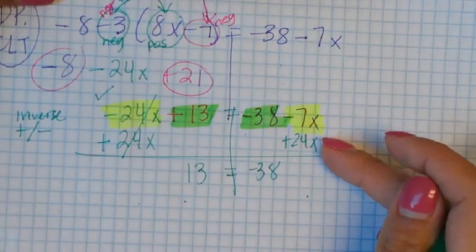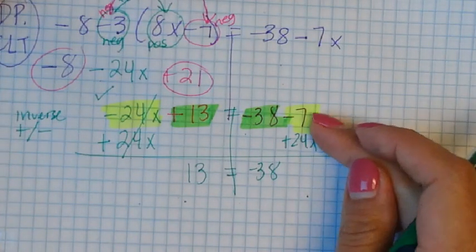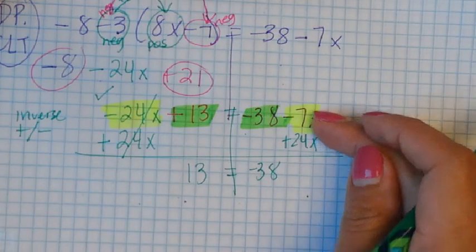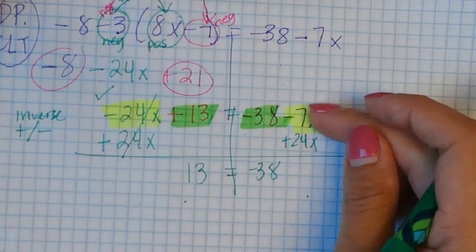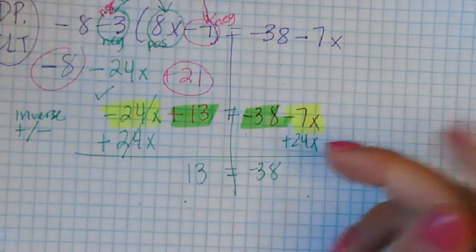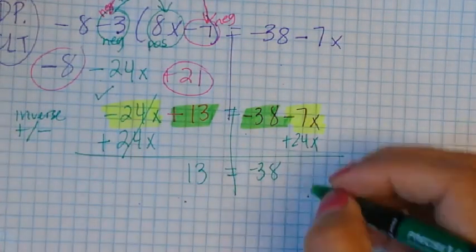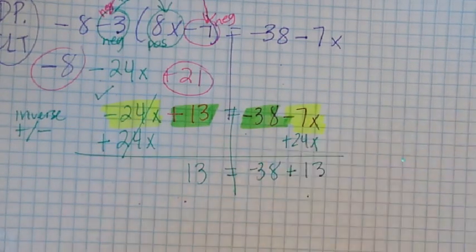And then I have to subtract these two. So 24 and negative 7 are going to be different signs, so I have to subtract them. So 24 minus 7 would be 13. Oh, I'm sorry, not 13. 17, my bad, sorry.